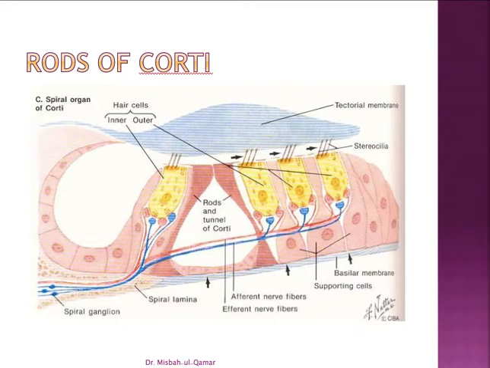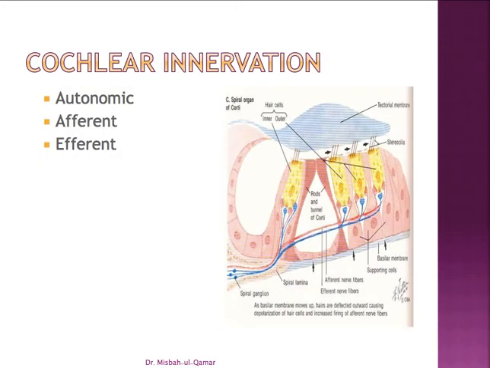Now, once the signals are generated, how are the signals carried to the CNS? The cochlea has got innervation. You see the cochlea has got its nerve supply. It means that it is innervated, and the cochlea is innervated by three types of nerve fibers.